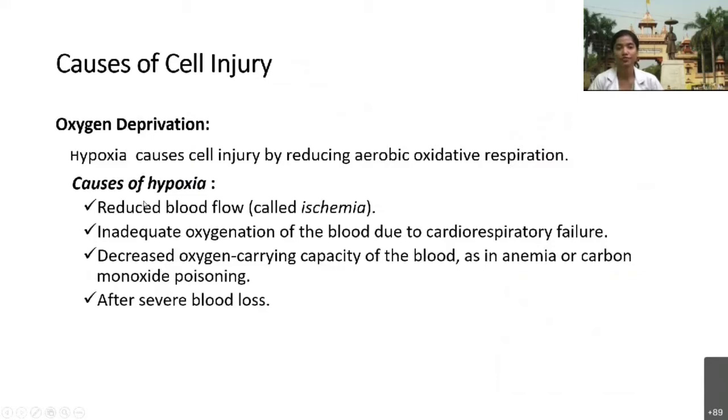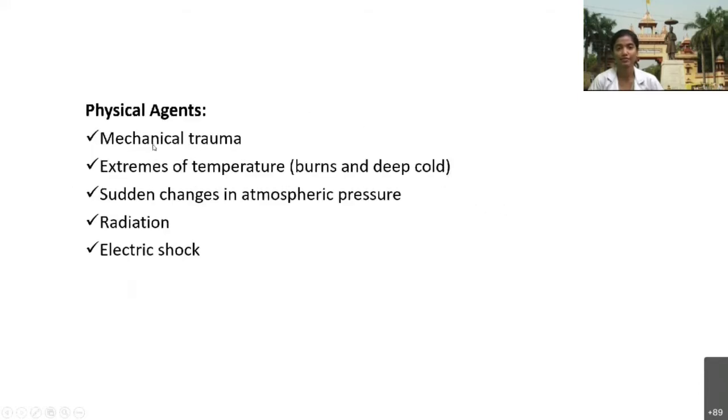Now what can be the causes of hypoxia? It will be either reduced blood flow, which is called ischemia, or inadequate oxygenation of blood due to cardiorespiratory failure, meaning the blood flow is adequate, but because of the deficiency of oxygen, because of respiratory failure, there will be inadequate oxygenation. Or decreased oxygen carrying capacity of blood, as we can see in anemia or carbon monoxide poisoning, or after severe blood loss.